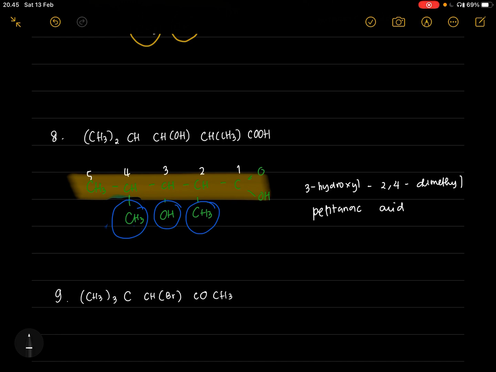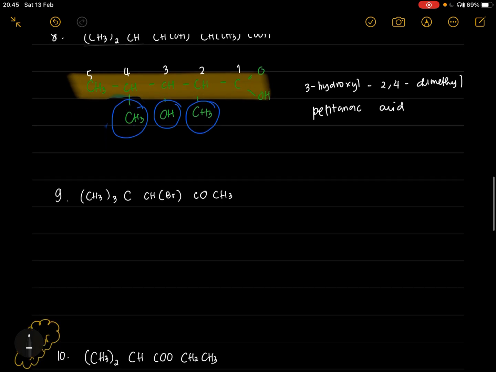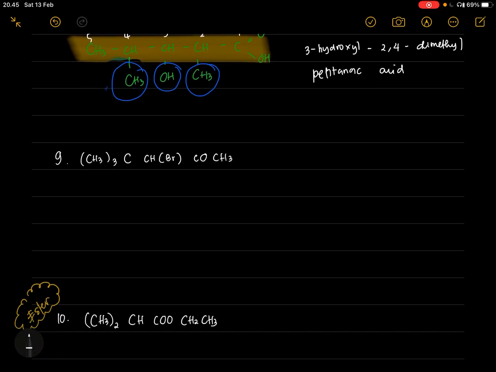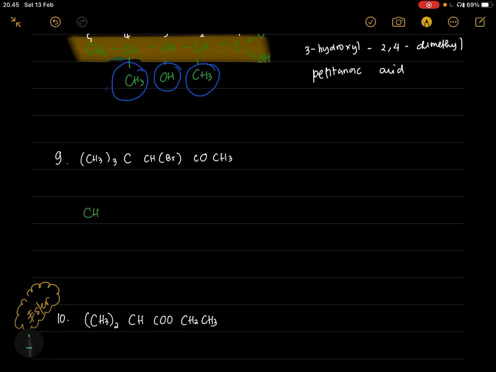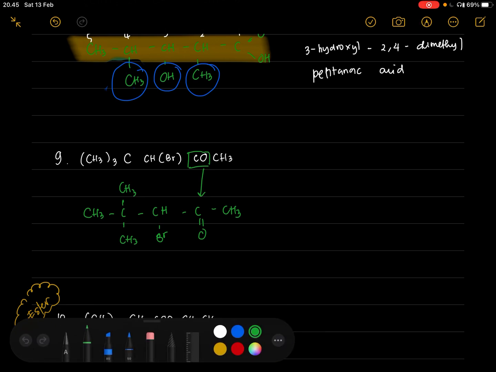Okay, right. Next, number 9. I'm sorry, number 9, I also do the same thing. I will open up. So we have the CH3 and then CH3 over here. We have the CHBr. We have the CO, and then we have the CH3. The CO here is represented by the carbonyl. Okay, so again you have to choose the one that has the longest chain.